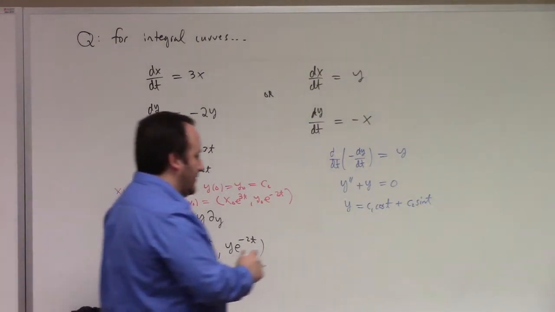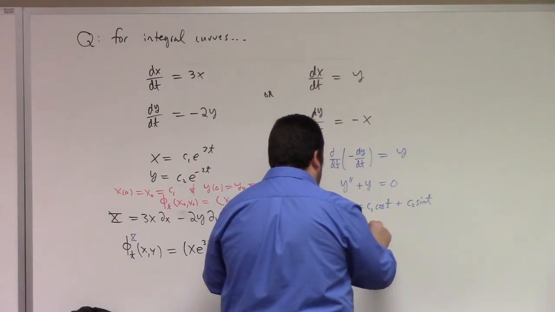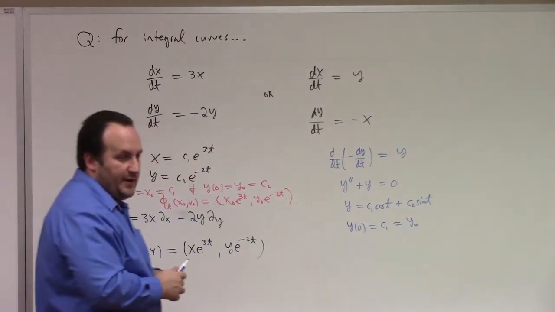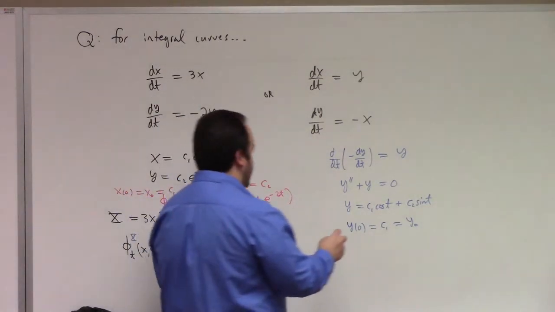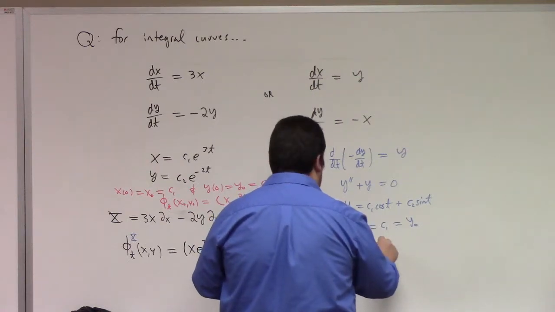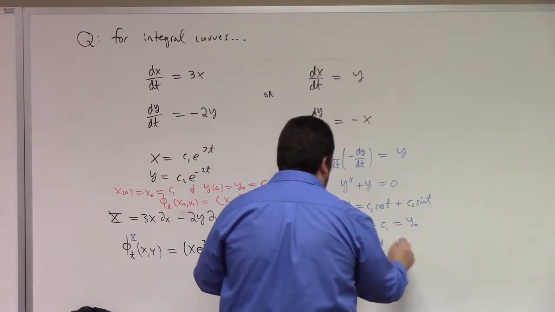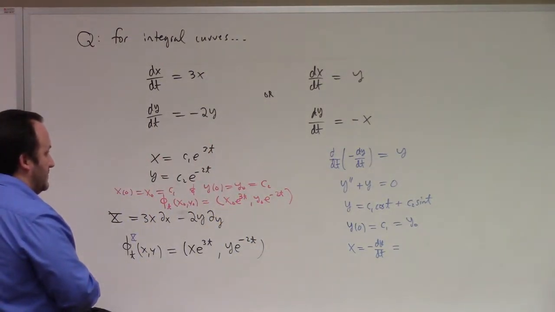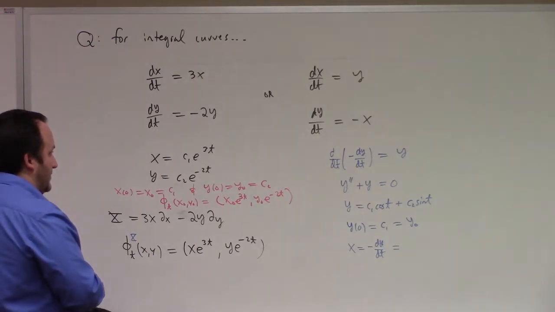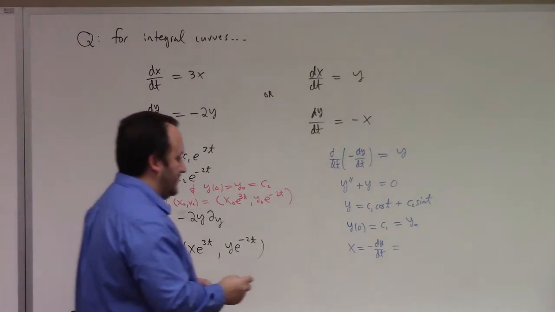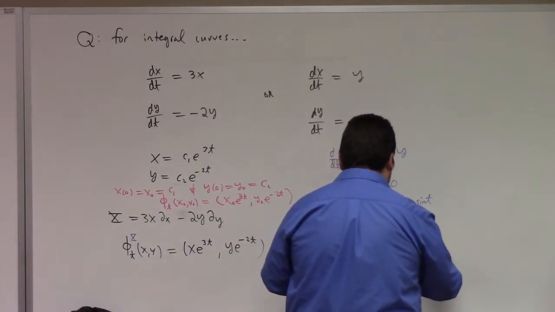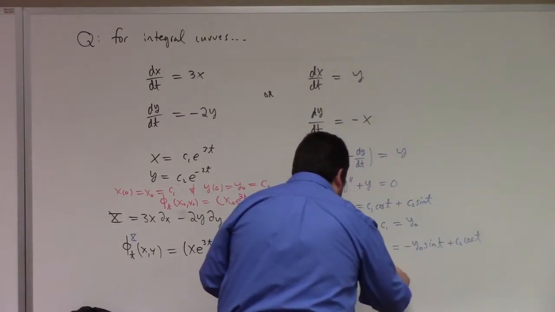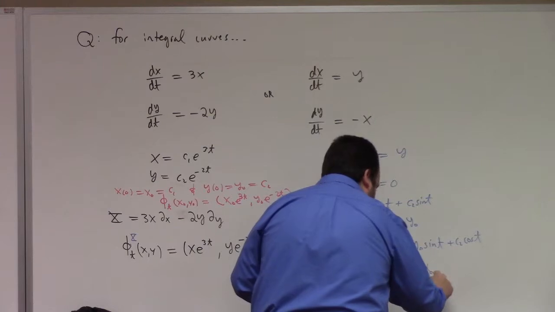And then, if I want y of 0, that would be c1, but I'm supposing that would be y naught. And what would x be? x is minus dy/dt, which is, what is it? Oh, yeah. Minus y naught sine t plus c2 cosine t, yeah? So x of 0 is equal to c2, which would be equal to x naught.